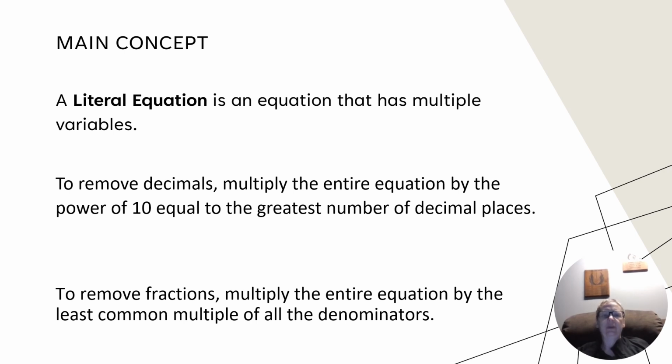And then to remove fractions, you multiply the entire equation by the least common multiple of all the denominators. So hopefully you know the best way to find the least common multiple is using prime factorization. I'll go over that here, but it should be something you definitely look into if you've never done it that way before.